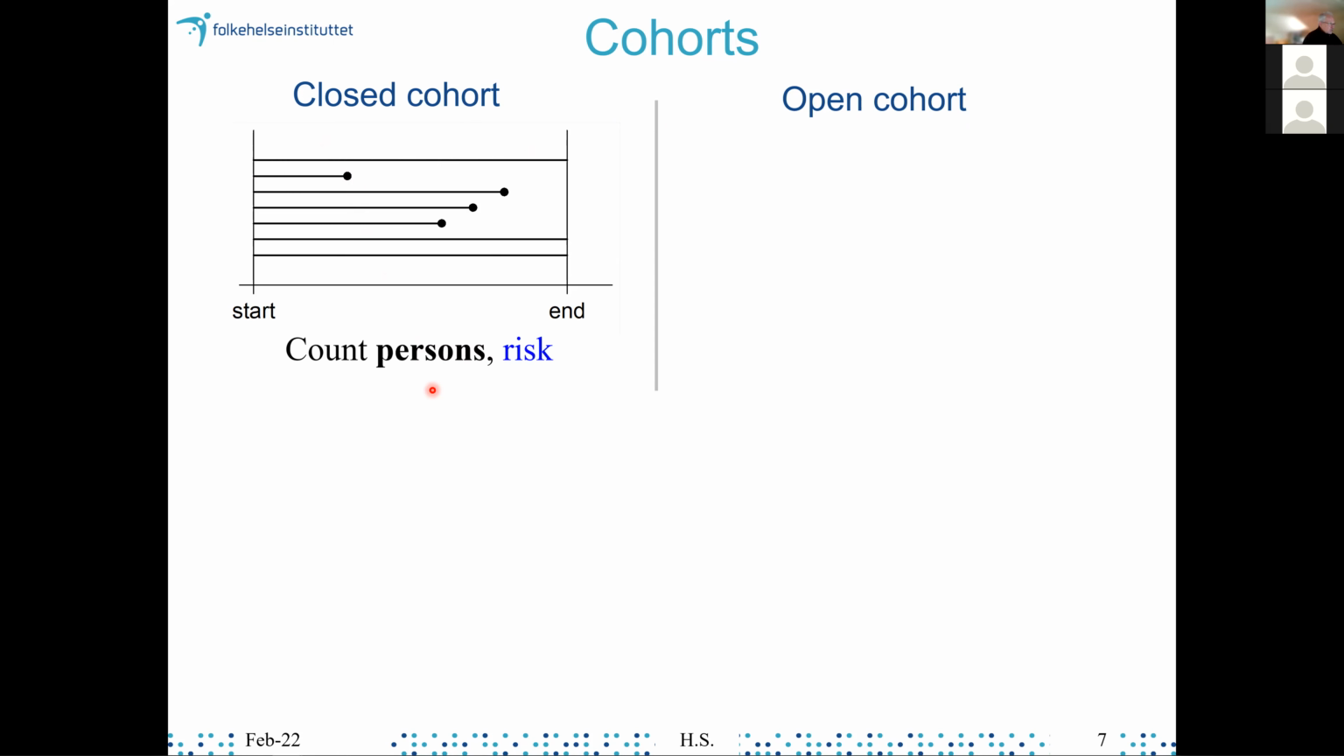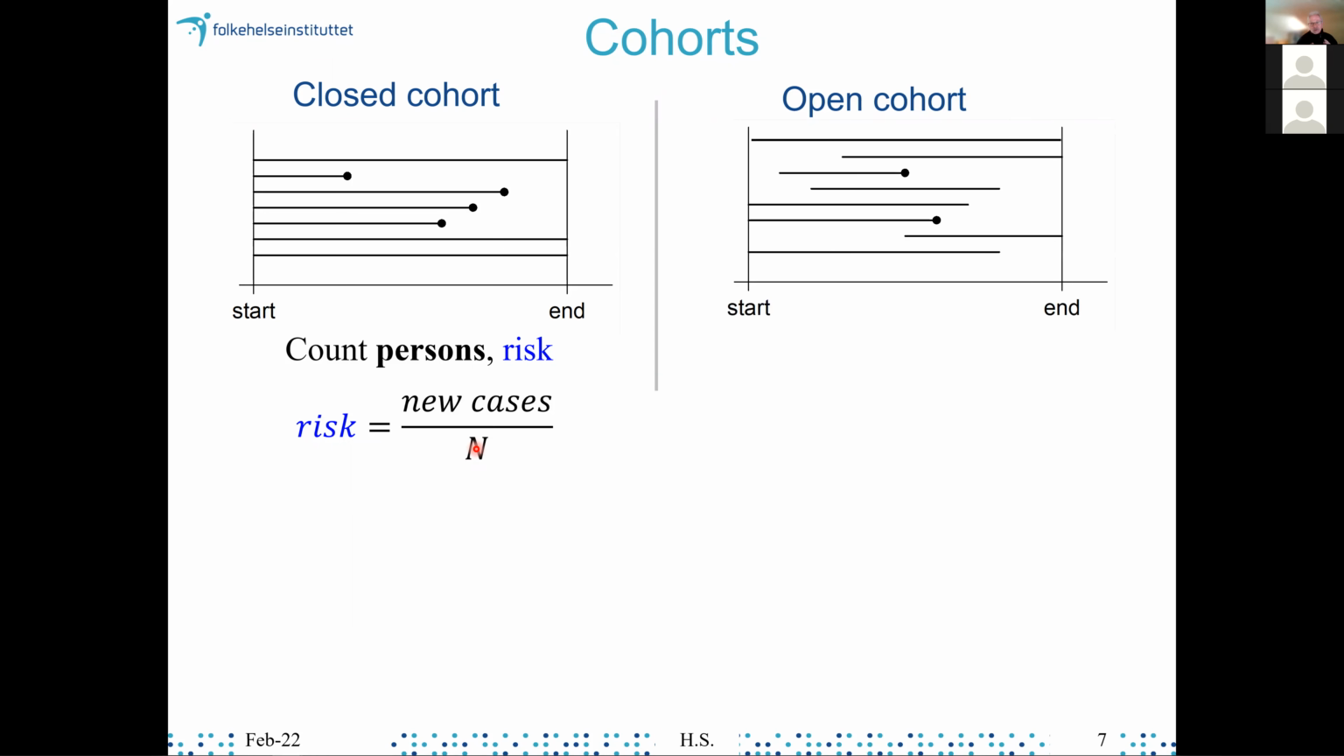And in such a situation, we can count persons and talk about risk. And risk is then number of new cases divided by the number of people in the population. Most cohorts, however, are open cohorts. People come and go a bit more at their own will. So here is one coming a bit late, staying until the end. This one is coming late until he gets a disease, coming late and leaving early, and so on.